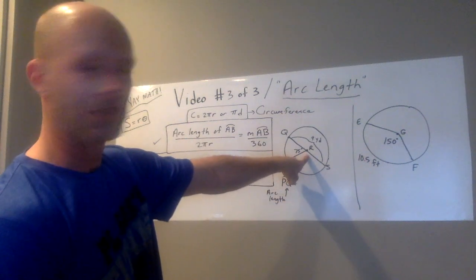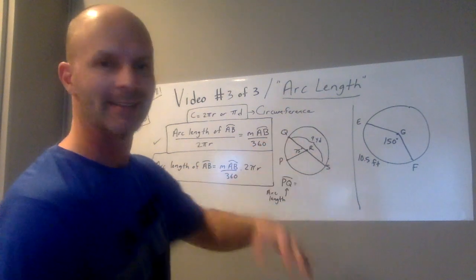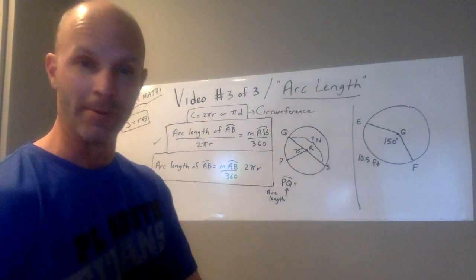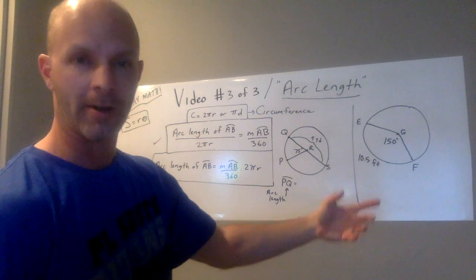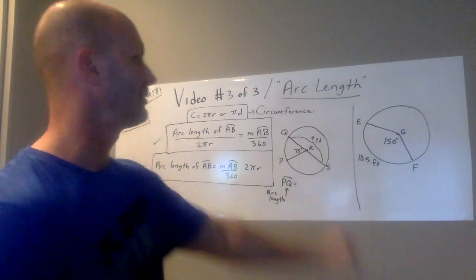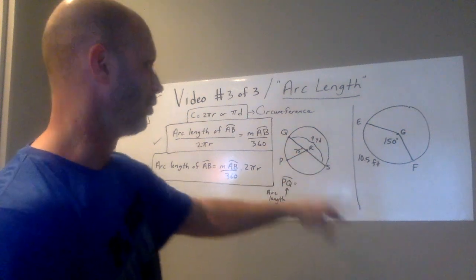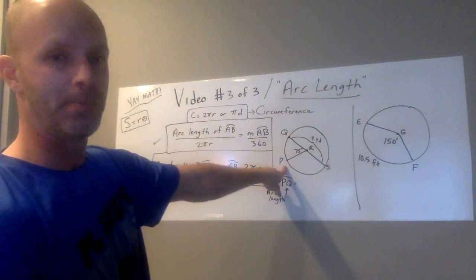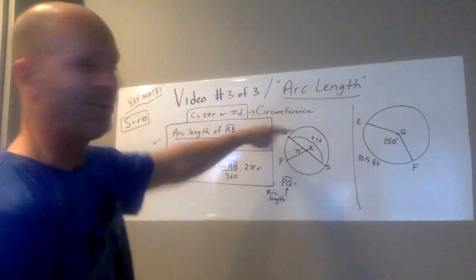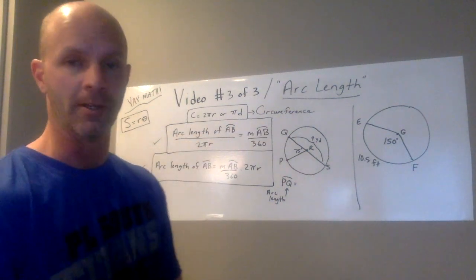R is the center of our circle. Q and S are going to be endpoints of that segment. It's a diameter, so that's diameter QS. R is the center of the circle, and we do have another point here, which is P on the circle. So what do we want to know? We want to know what is the length of PQ. What is the length of arc PQ?